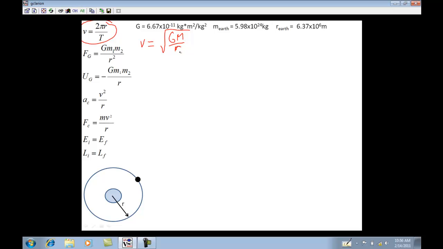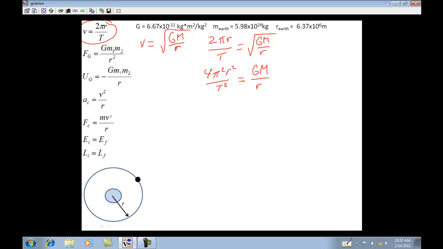Just like that. Okay, so I can set those two equal to each other. I can set 2 pi r over t equal to the square root of big G, big M over R. Okay? So to algebraically manipulate this, I want to square both sides. So I'm going to go 4 pi squared R squared over T squared is equal to G big M over R. Okay? So I get this relationship.